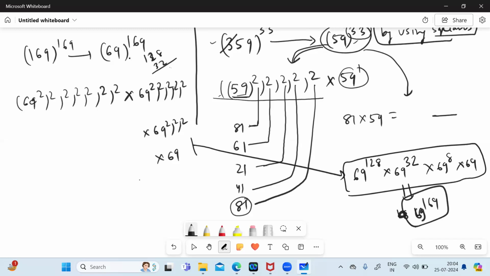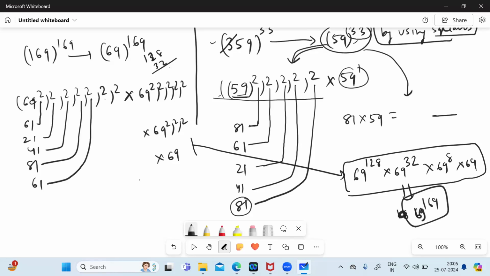Now you just have to calculate this one. Rest all you will get through this only. So this power will give you 61. This will give you 21. This will give you 41. This will give you 81. This will give you 61. This will give you again 21. And this will give you 41. So now it becomes 41 into.